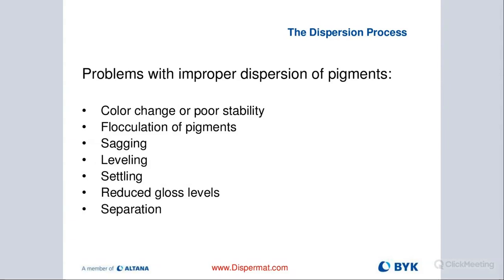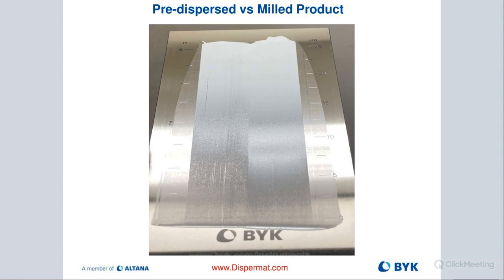So there are some issues if we don't do a good job dispersing our product. We're going to have color shifts, poor stability of our product, flocculation of pigment. That's something that can be solved also with the right additive that BYK USA offers. Sagging, leveling, or settling, or reduced gloss or haze levels are some of the issues that come up. Separation, if we don't do a good job dispersing and milling.